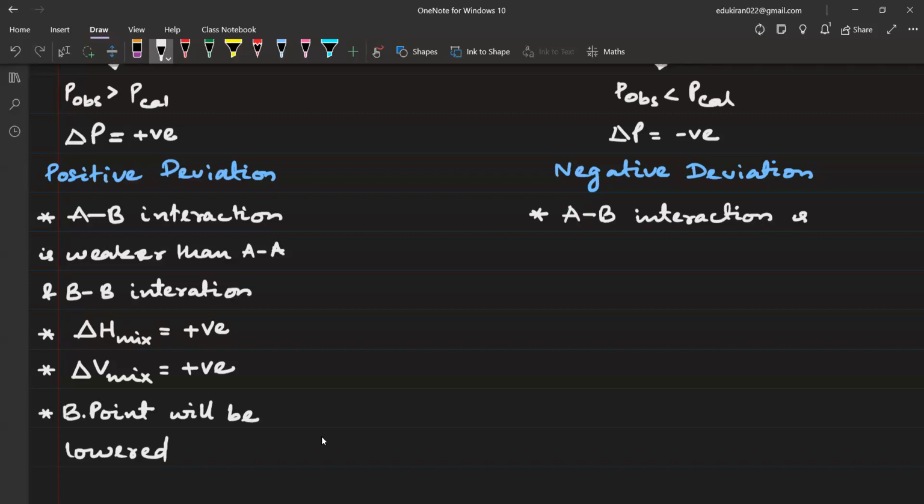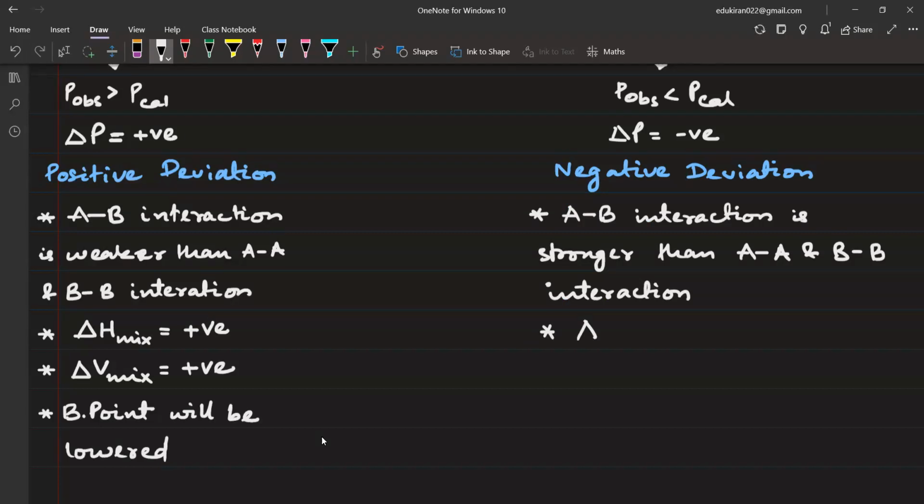So obviously it is because of AB interaction. AB interaction is stronger than AA and BB interaction. Next point, obviously, if they are mixing very well, and AB are interacting very well, then obviously it will release energy. So delta H mix will be negative.